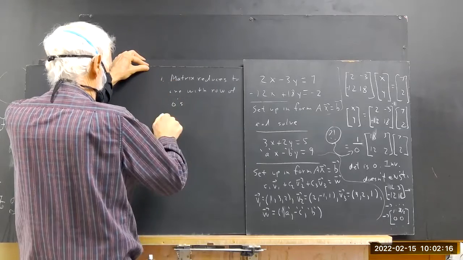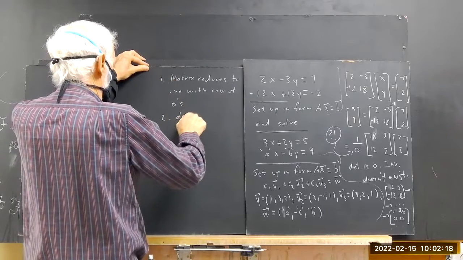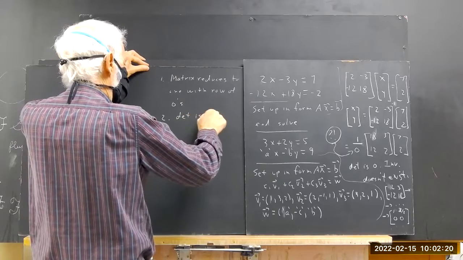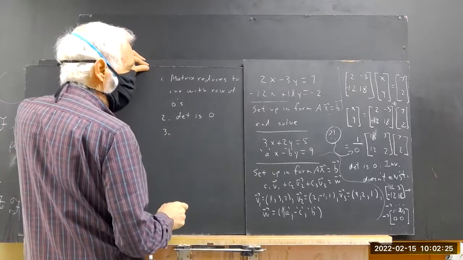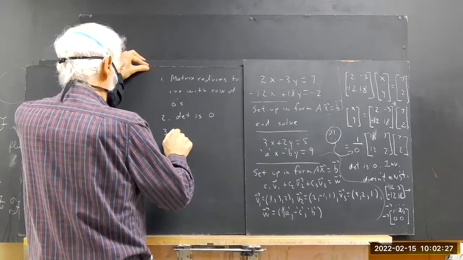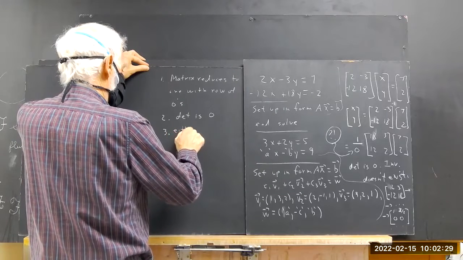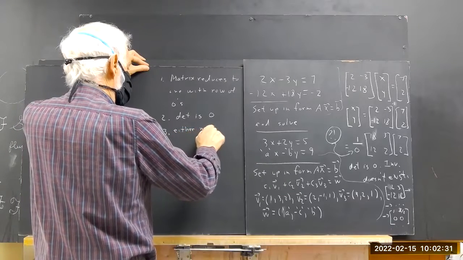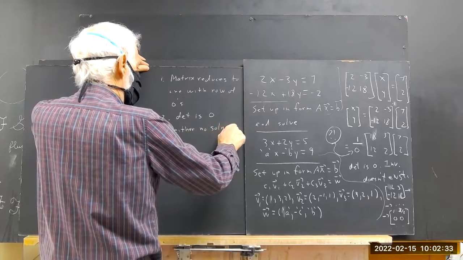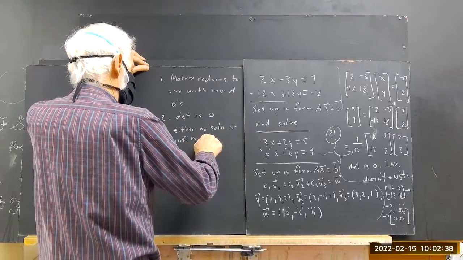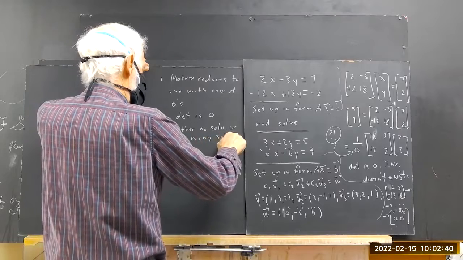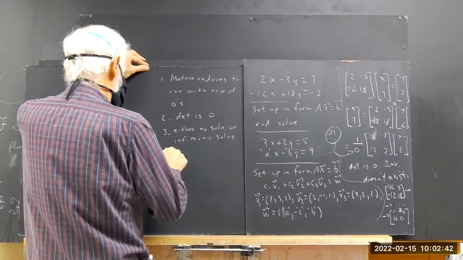Here's 1. Here's 2. Determinant is 0. 3. Either no solution or infinitely many solutions. 4.